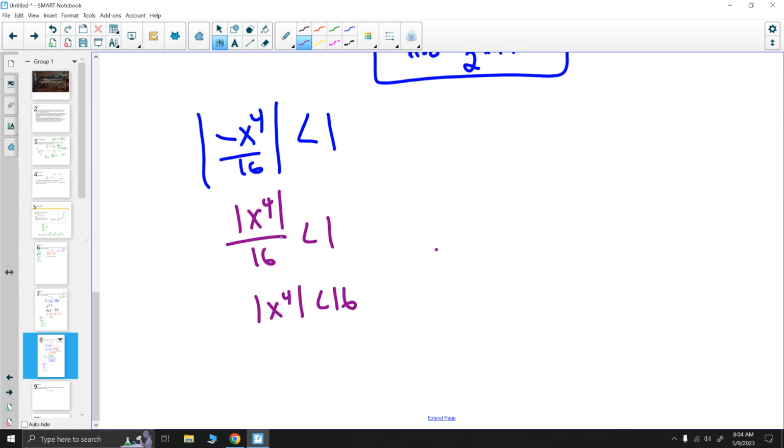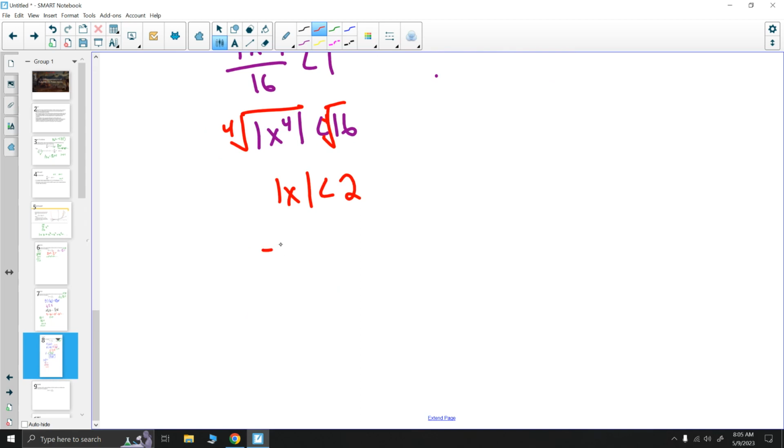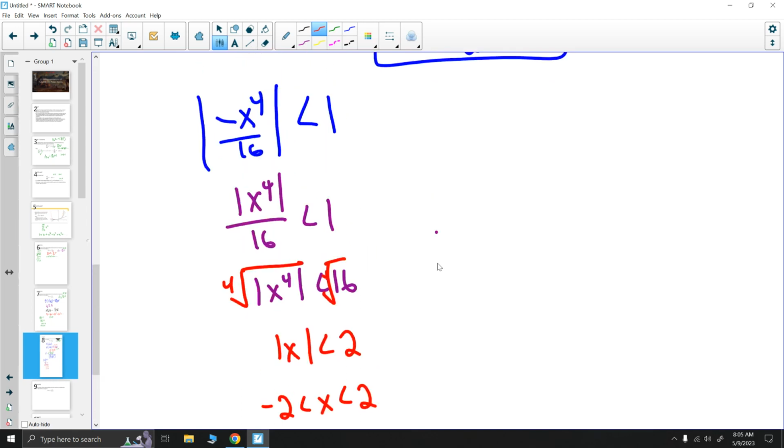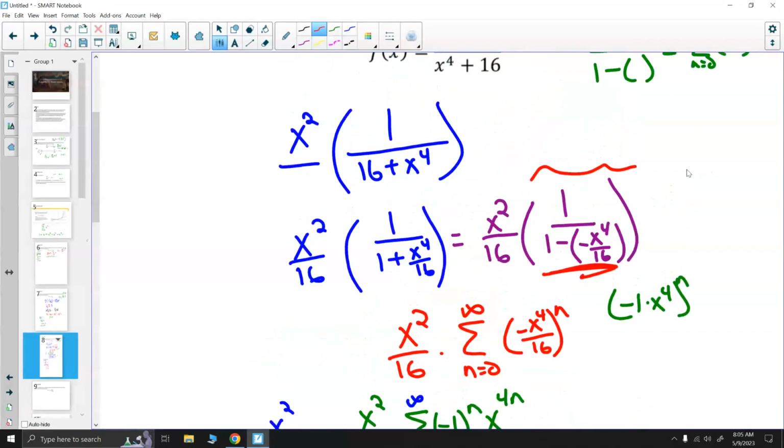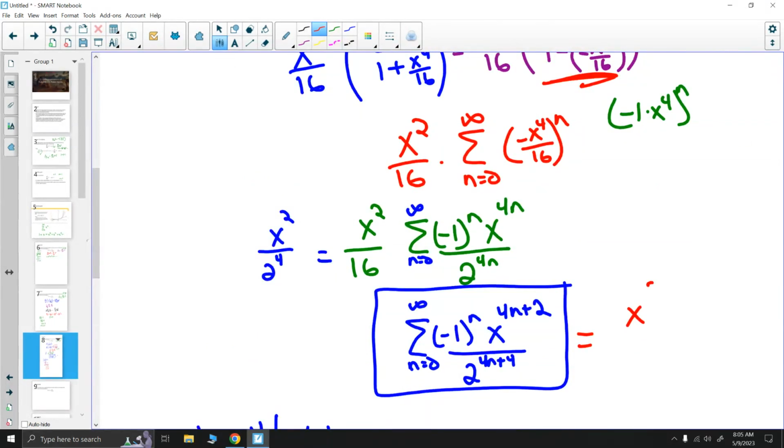We're going to take the fourth root of this thing, and we get the absolute value of x is going to be less than 2. So that means that x is between -2 and 2. So that's our interval of convergence. So we're saying that this is equal to our x, what was it, x squared over 16, x fourth plus 16 on the interval from -2 to 2. So it's equal to this when x is between there.